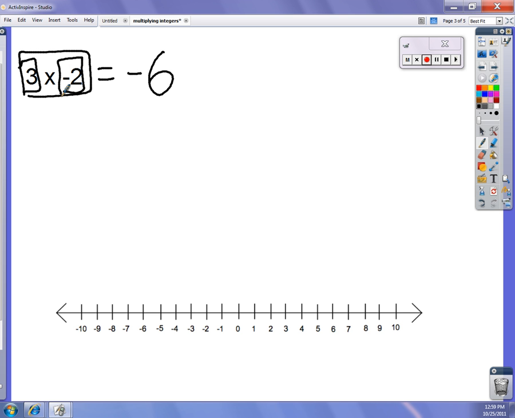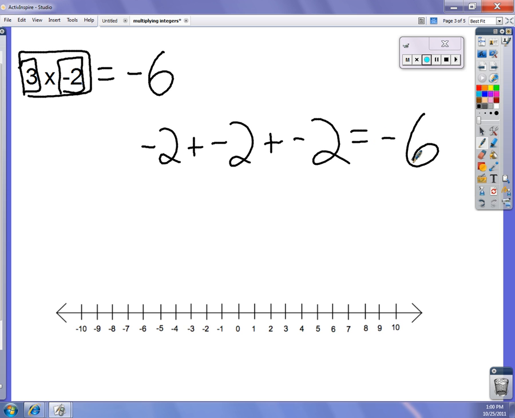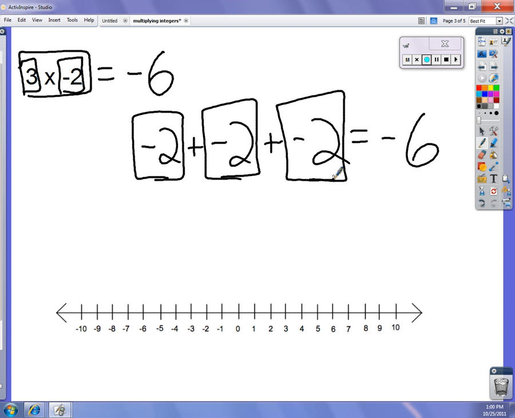Remember we said multiplication is repeated addition. So we're going to repeat the addition of negative 2 3 times. 3 groups of negative 2. If we have 3 groups of negative 2, we could say that we owe somebody $2, plus we owe somebody else $2, and we owe a third person $2. Altogether, we owe $6.